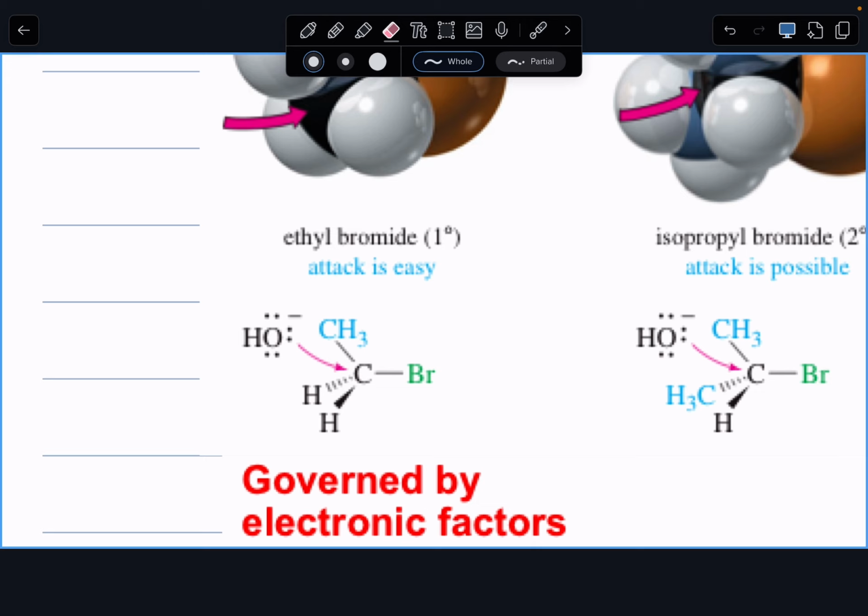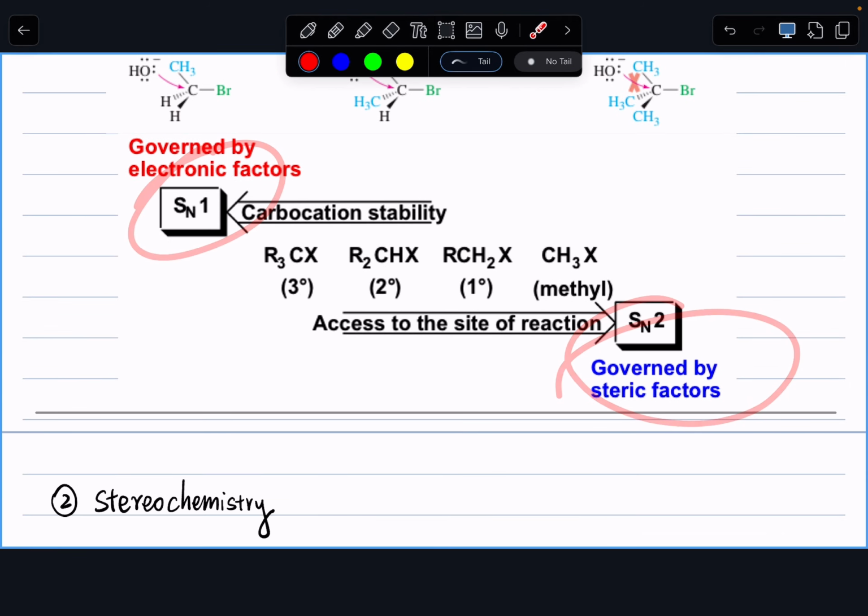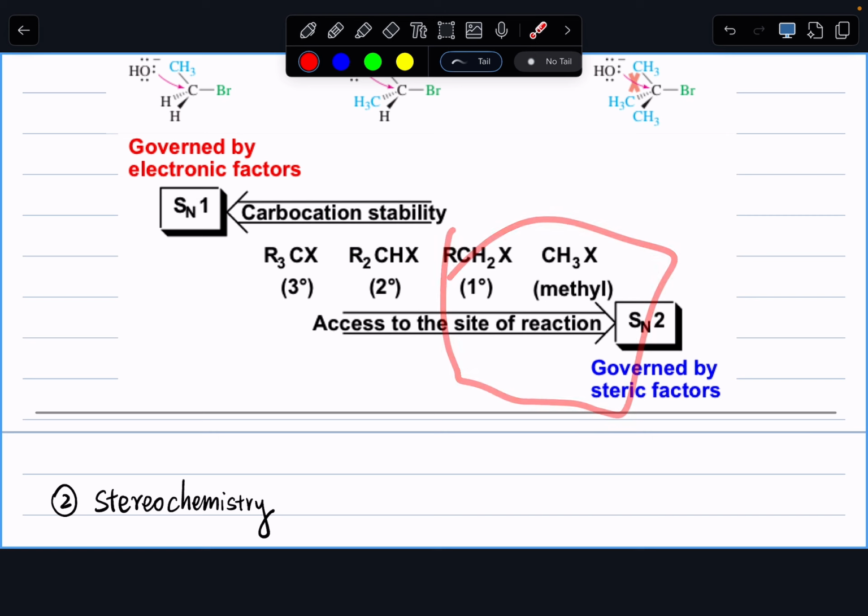So these two factors in general will work towards each other when we're talking about the SN1 and SN2 reaction mechanisms. When you have a methyl or a primary carbon-halogen bond, it's very likely it will undergo the SN2 mechanism. If you have a secondary or tertiary, it's more likely to undergo the SN1 mechanism.